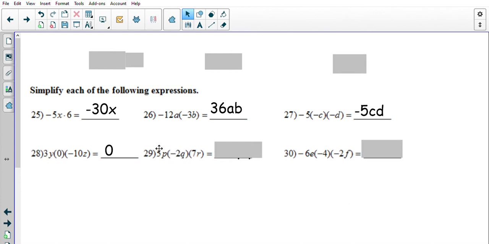All right, number 29, we've got one negative in here, this guy right here. So I would do 5 times 2 to get 10, 10 times 7 to get 70. It'll be negative 70PQR. Just tack those variables on.